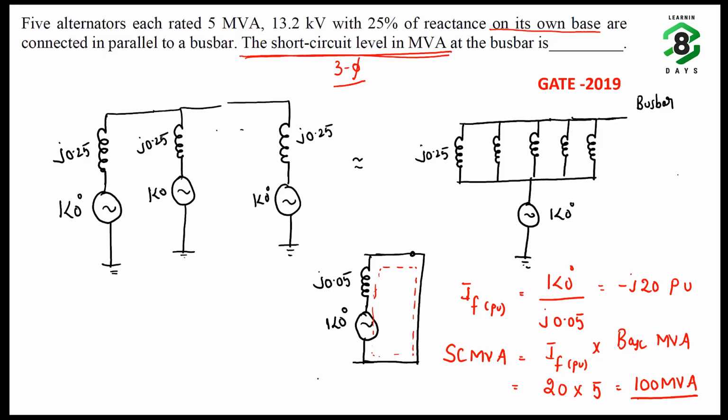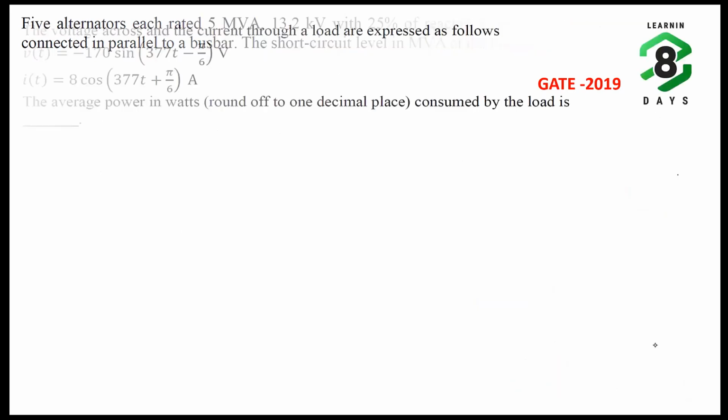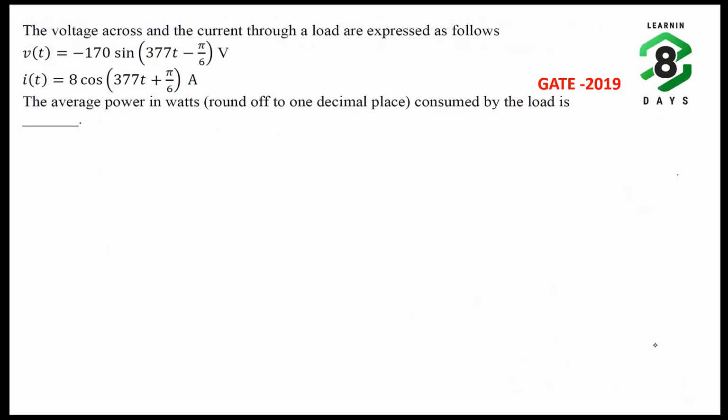Understand? So at the bus bar where 5 alternators are connected, we have assumed that a 3-phase short circuit fault occurred. And we have computed the per unit fault current first, followed by the short circuit MVA. Understand? So next, this is the question. Basically, it is a circuits question, but I thought we can discuss it.